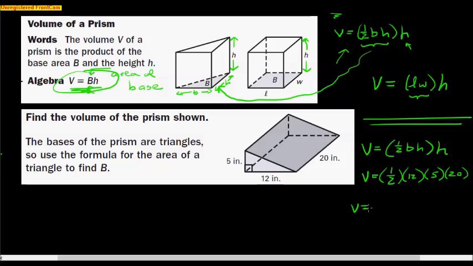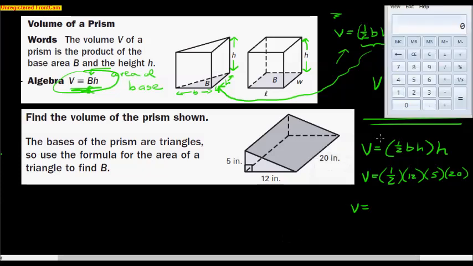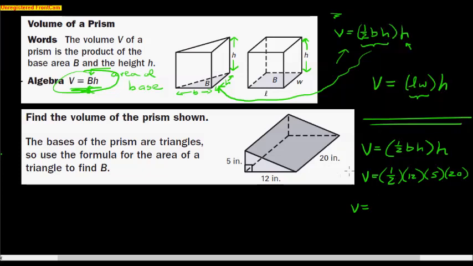It comes down to multiplying all these together, and it really doesn't matter which order you multiply them, since it's all multiplied together anyway. So 5 times 20 is 100. If I take half of that, I get 50. Then I want to take 50 times 12, and I get 600.